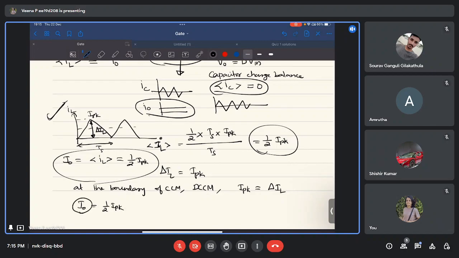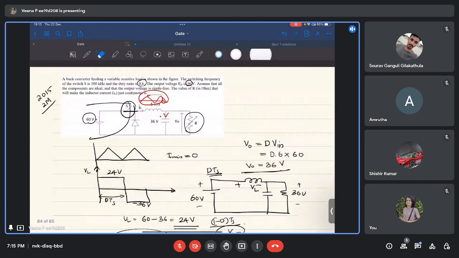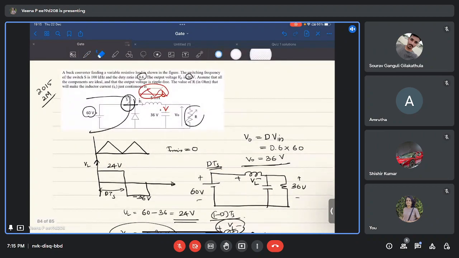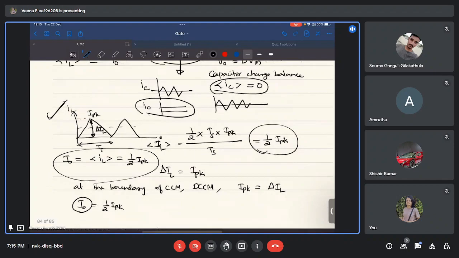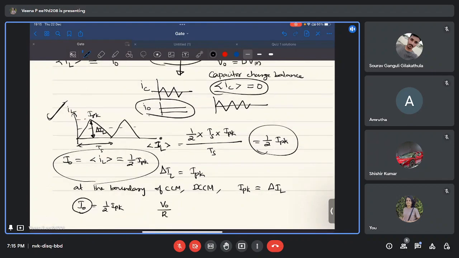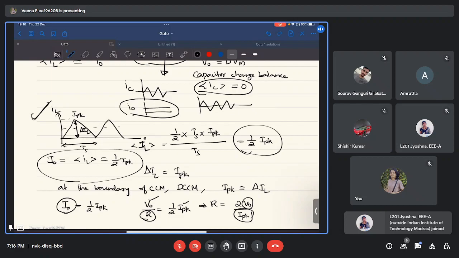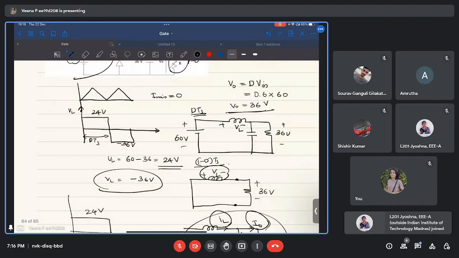So the output current is half times I peak. Now the output current is the same as what? Our load is a resistor and the output voltage is V0. So this current is I0. What is I0? I0 is V0 by R. So we substitute I0 as V0 by R is half times I peak. What we have to find is R. We know V0 is given in the problem. I peak we have to find. So R is nothing but 2 V0 by I peak. V0 is already given, I peak we have to find. To find I peak, I will utilize the inductor voltage equation.